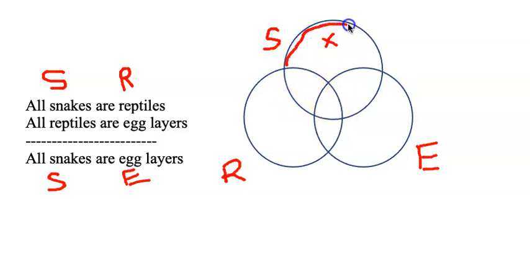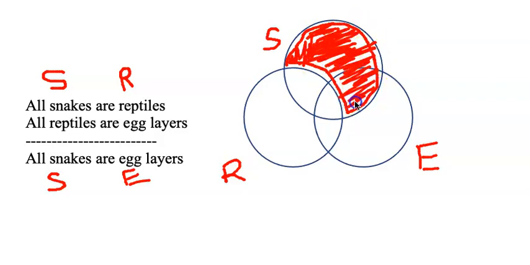So what we do when we graph that premise is we look at all these non-reptile snakes and we say, you can't exist. We poke them out of existence. We just say, there's nothing in here. It's empty. It's impossible, actually. It's not just empty, it's impossible for there to be snakes that are not reptiles on the basis of this premise right here. What's the next one?